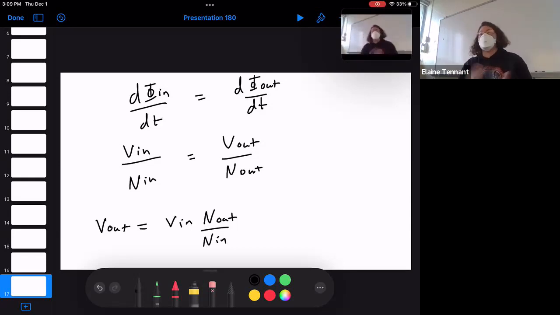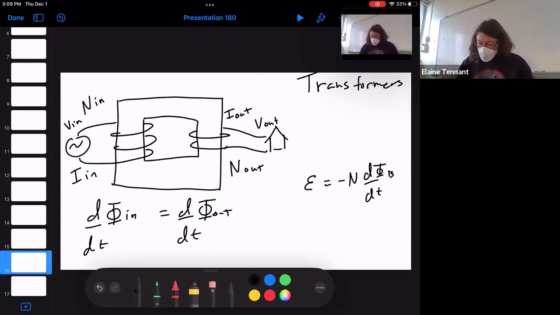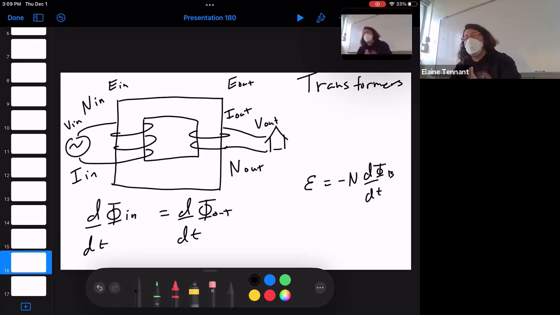However, energy is still conserved. So what has to remain constant is that the energy in has to equal the energy out. And not only do the energy in and out have to be the same, but the rate of change of that energy, and rate of change of energy is power. So the power in has to equal the power out, just because of conservation of energy.